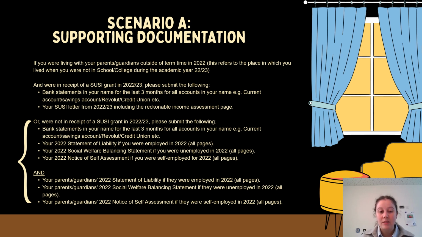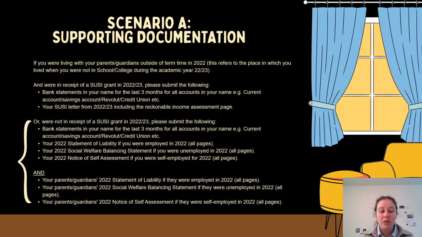As well as that, I will need your parents' financial documentation. So if your parents were employed, I need their 2022 statement of liability. If your parents were unemployed or on social welfare, I want their 2022 social welfare balancing statement. If they were self-employed in 2022, I want their notice of self-assessment for 2022.